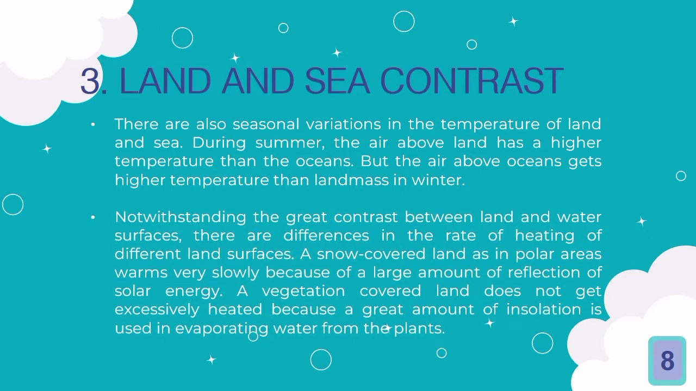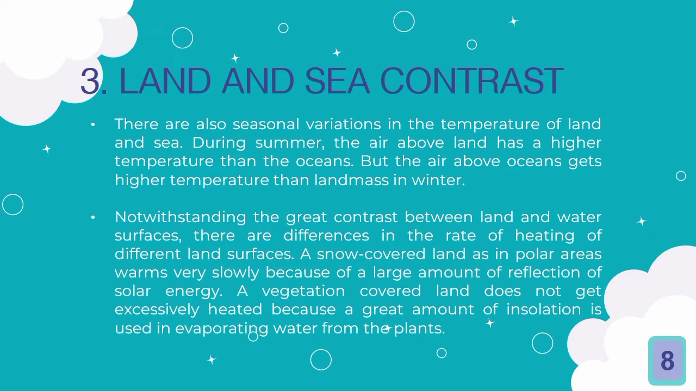Notwithstanding the great contrast between land and water surfaces, there are differences in the rate of heating of different land surfaces. A snow-covered land in polar areas warms very slowly because of large amount of reflection of solar energy. A vegetation-covered land does not get excessively heated because a great amount of insolation is used in evaporating water from the plants.